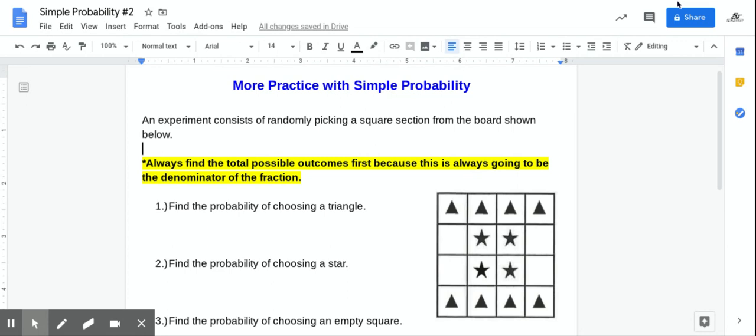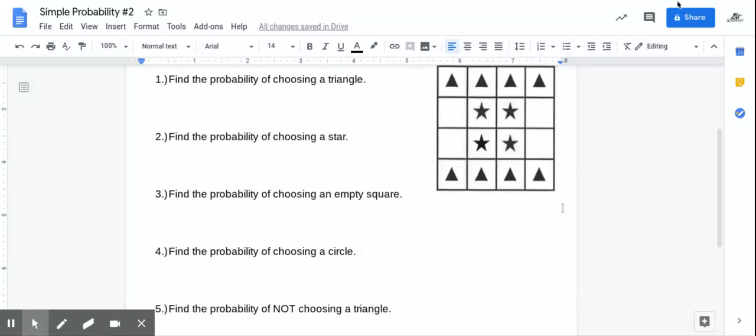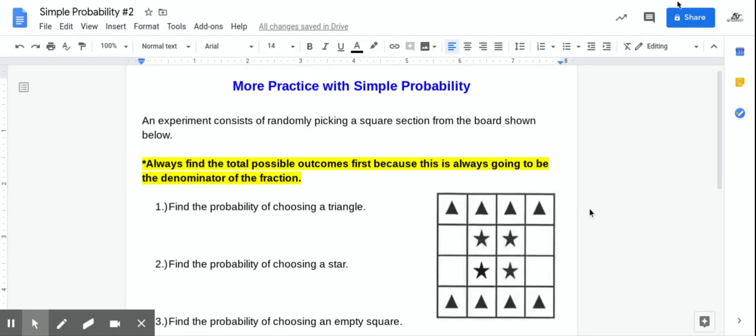Well, what it comes down to is we really just got to count. Now, we have to be able to read the questions very carefully to determine what we have to count. So here I just have a simple 5-question example up here that we're going to run through. It says, an experiment consists of randomly picking a square section from the board shown below. Okay, guys, so here's our board. I have a bunch of squares with different shapes. Some of the squares have triangles, and some of the squares have stars, and some of them are just blank.